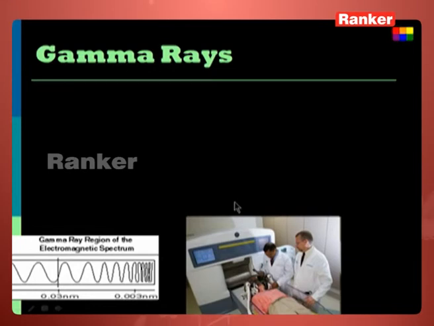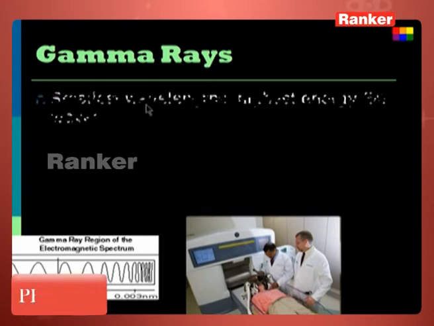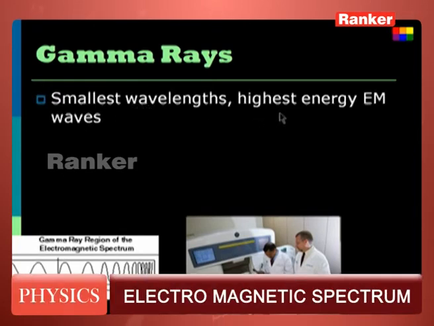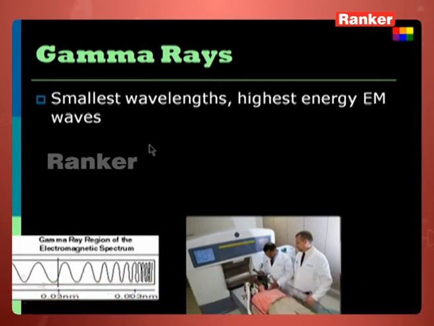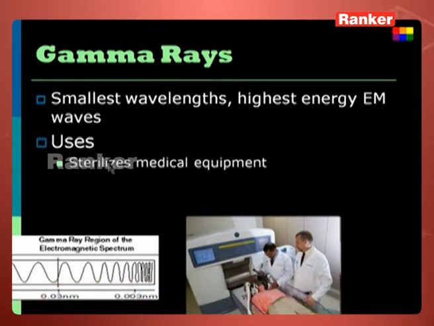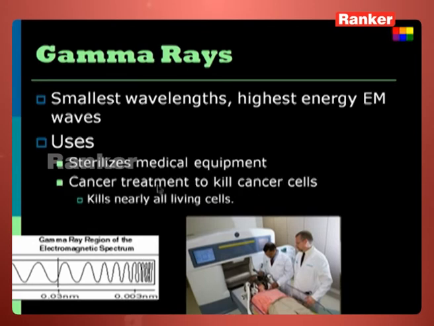And next are the high frequency, short wavelength gamma rays. They are produced with the smallest wavelength and highest energy of the electromagnetic waves. They are used in sterilizing medical equipment and cancer treatment to kill cancer cells, and that's all.